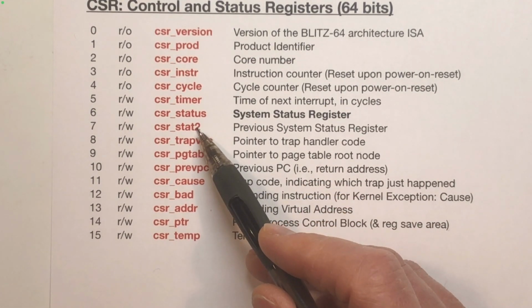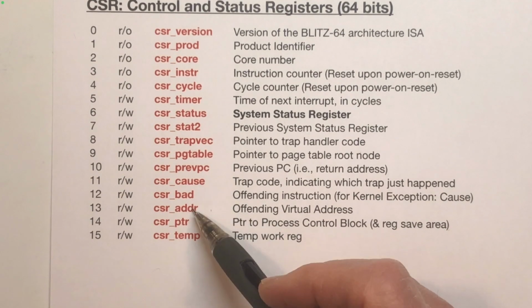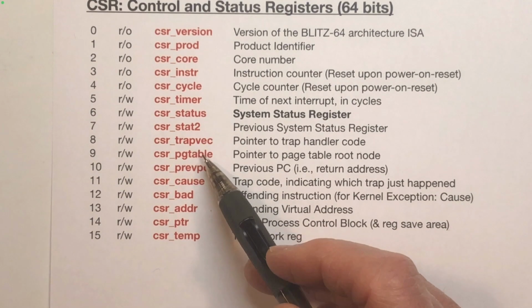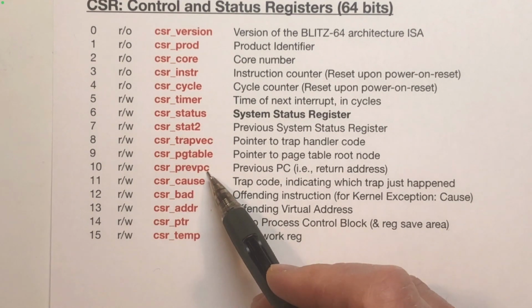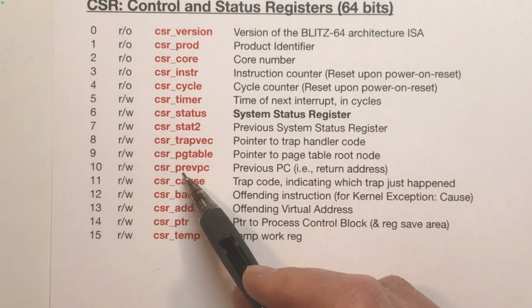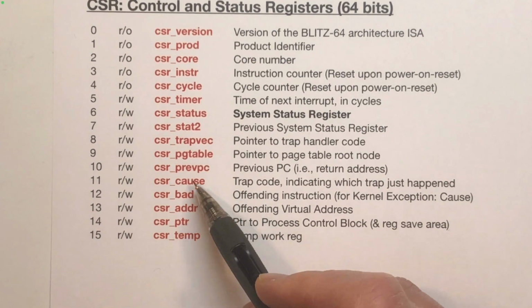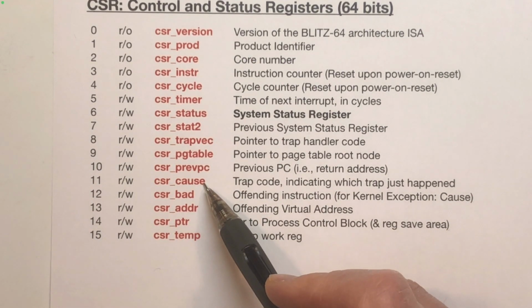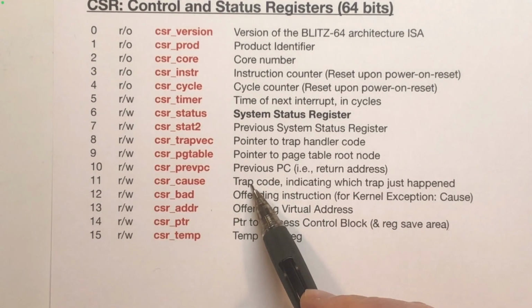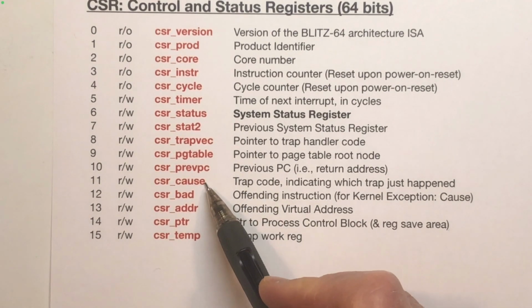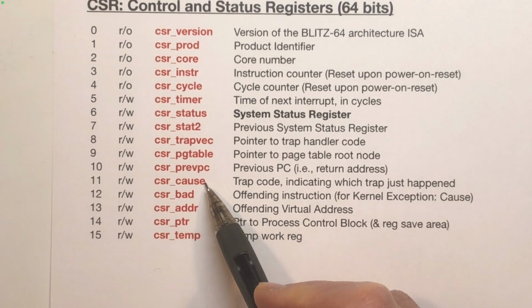When a trap occurs, additional information will be saved. One thing that will be saved is the value of the program counter so that we can later return to the interrupted code, and that's stored in the register called prev-PC. In addition, there is a value that's stored in the cause register that will indicate what kind of interrupt or exception occurred. So the trap code is stored in the cause register.